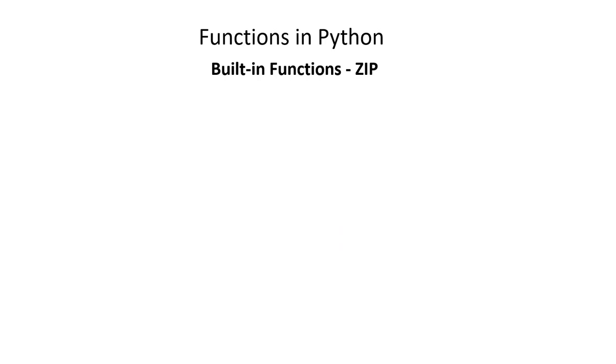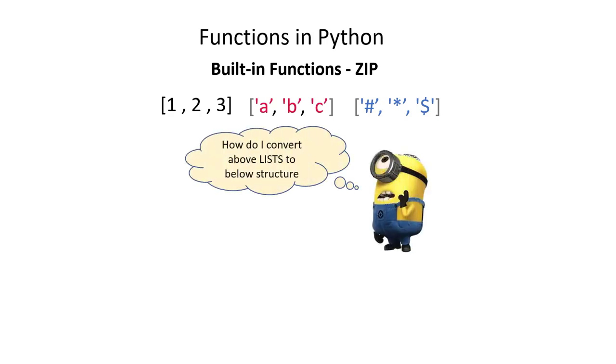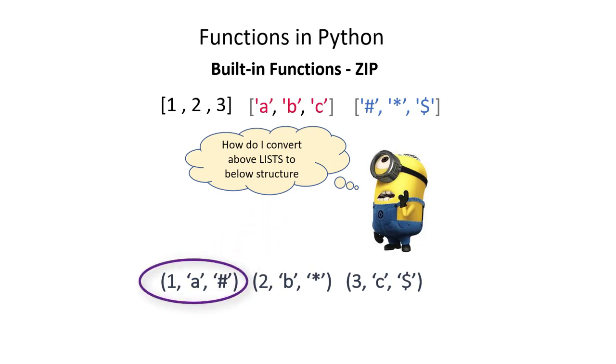Let's say we have 3 different lists where the first list has integers, the second list comprises characters, and the third list comprises special characters. If we now get a requirement where we would want to convert the above set of lists to the below structure, what is this structure? This structure has one tuple which comprises the first element from each of the above lists, another tuple comprising the second element from each of the above lists, and finally the third tuple comprising the third element of each of the above lists placed together. Am I right? Yes, that's right.